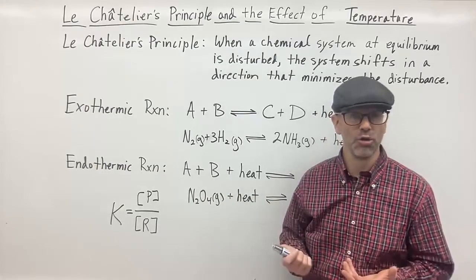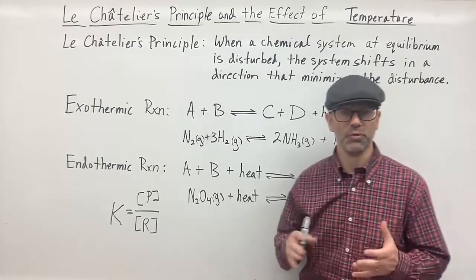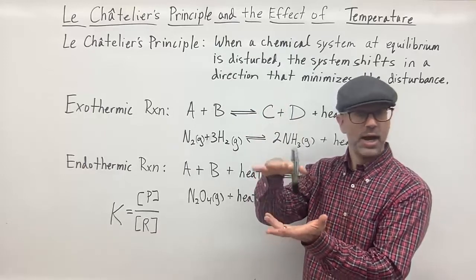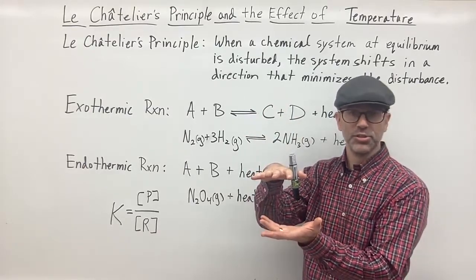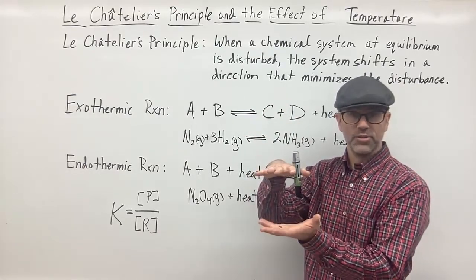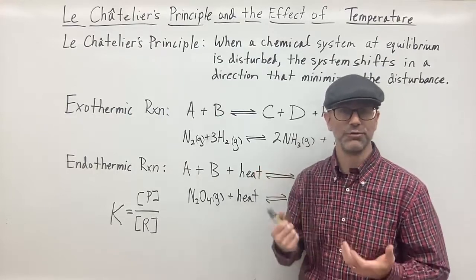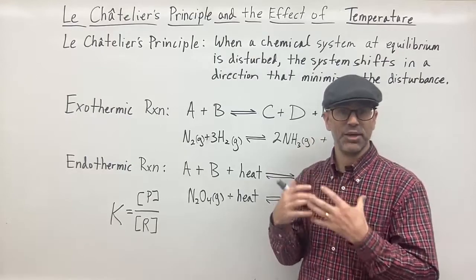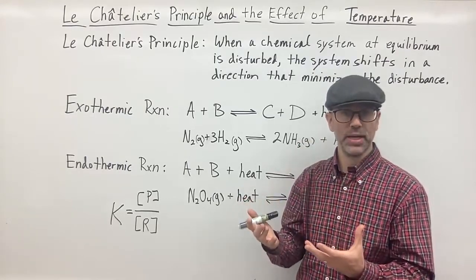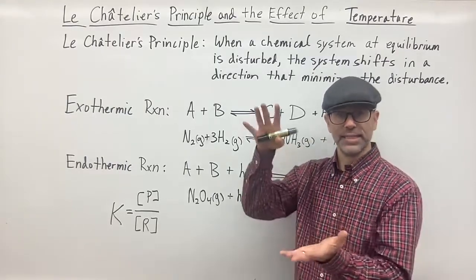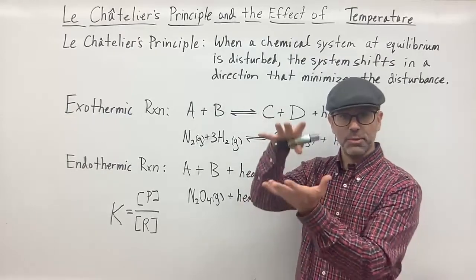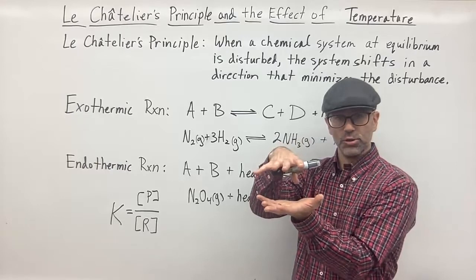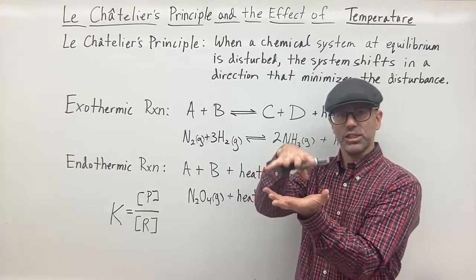Same thing with volume. If I change the volume, if I make the volume smaller, I'm effectively changing the concentration. Why? Because concentration can be defined as the amount of stuff in a given volume or space. So if I decrease the volume, I'm effectively increasing the concentration because more particles are going to be in a smaller space.